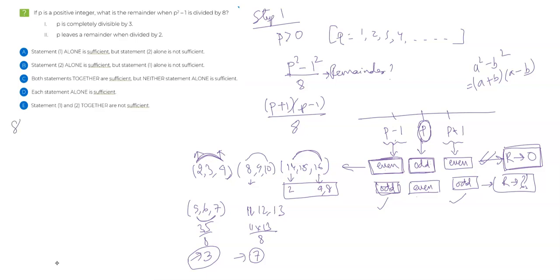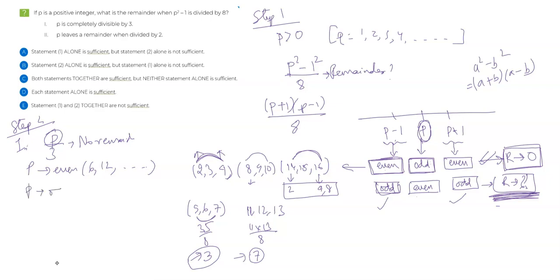And let's see how. Let's take the first statement. The first statement is p is completely divisible by 3. So p is completely divisible, no remainder. Now notice in this case, p can be even, such as 6, 12, and so on. So if it is even, I will not be able to find out my answer. And if p turns out to be odd, like p can be 3, 9, 15, in this case I know that the remainder would be 0. But I cannot confidently figure out whether p is even or whether p is odd.